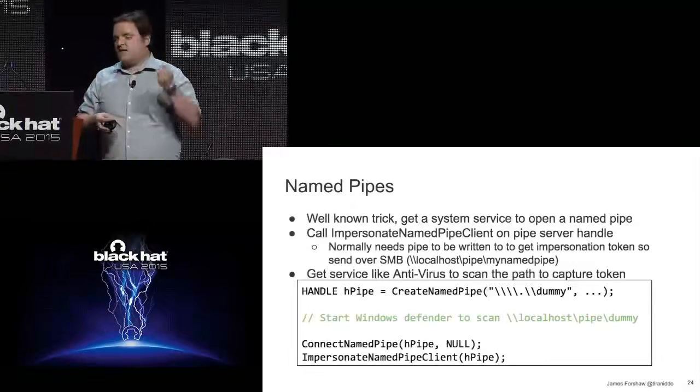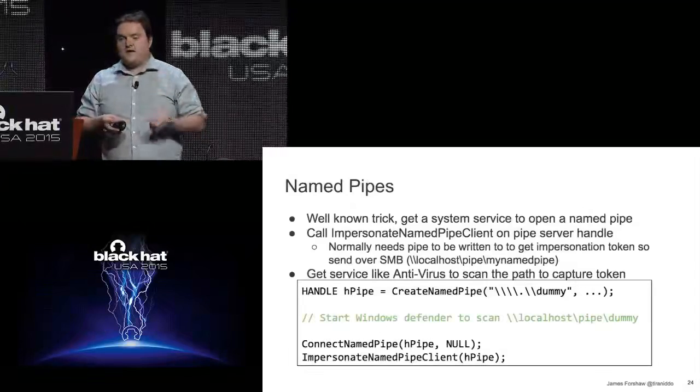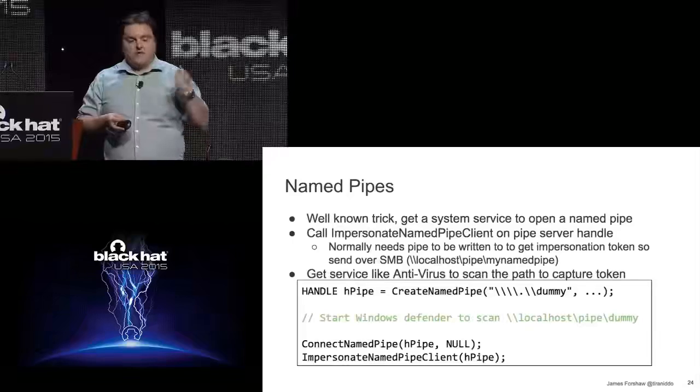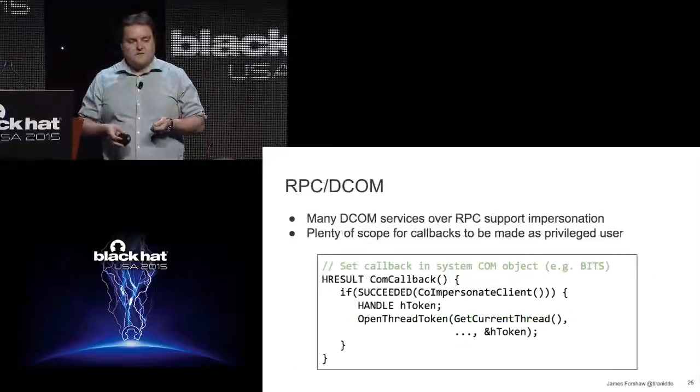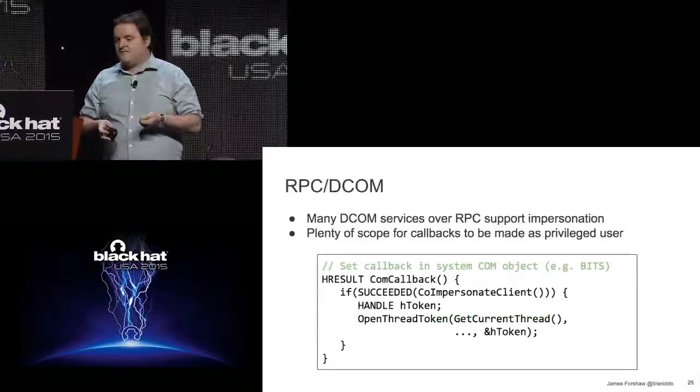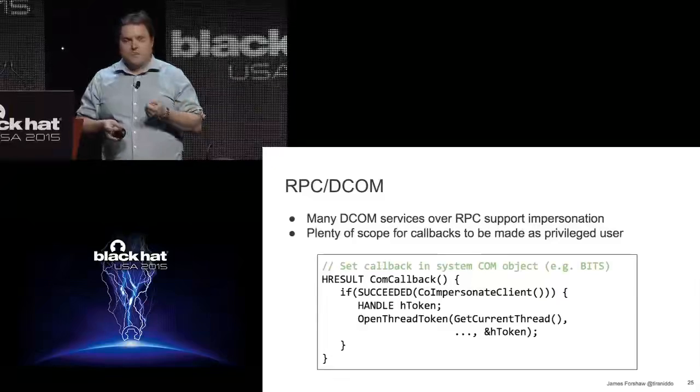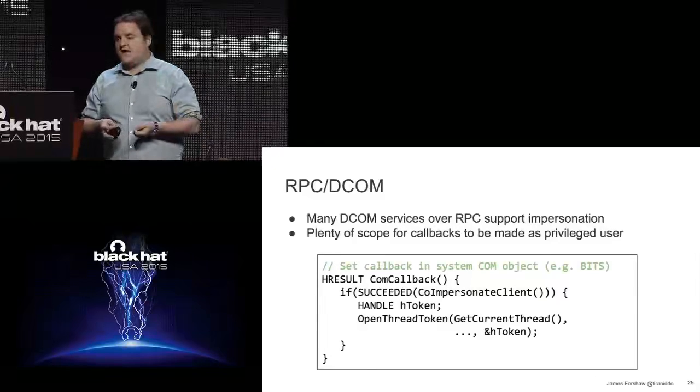So we can get, say, Windows Defender to scan our pipe name. It doesn't know any better. It calls it as local system, and we've got our local system identification token. Similar with RPC and DCOM especially, because it has loads of callback mechanisms, and there's a function to get impersonation there.